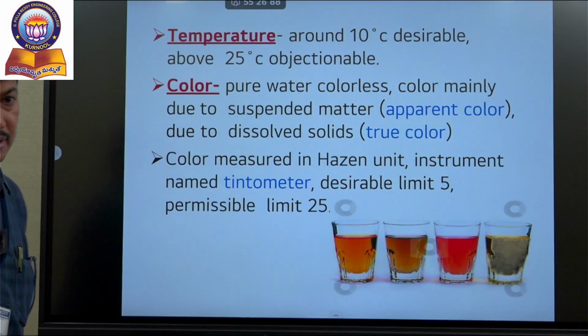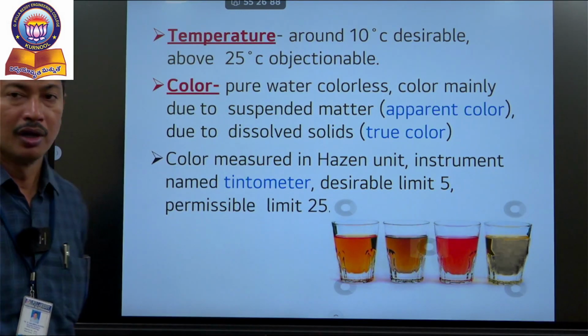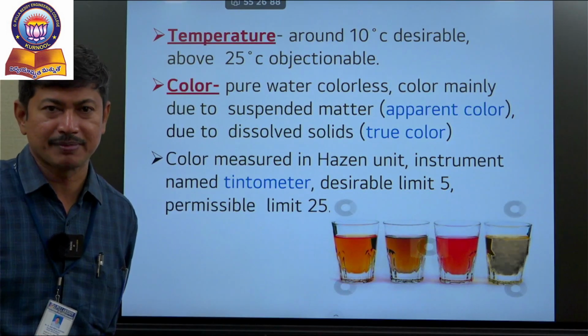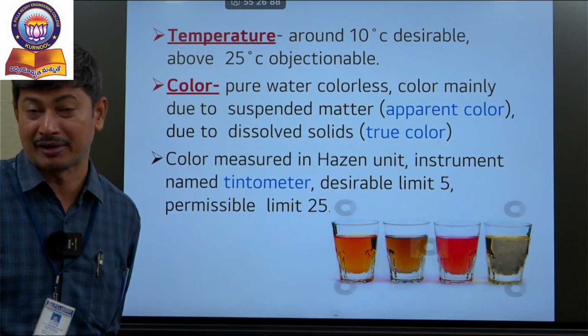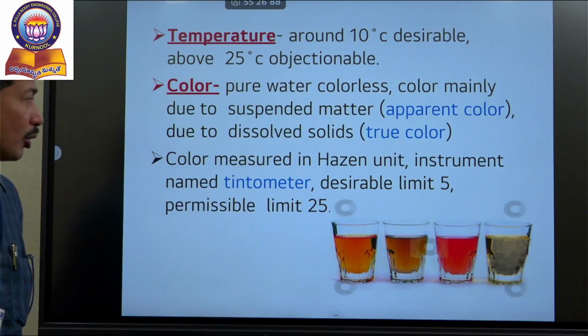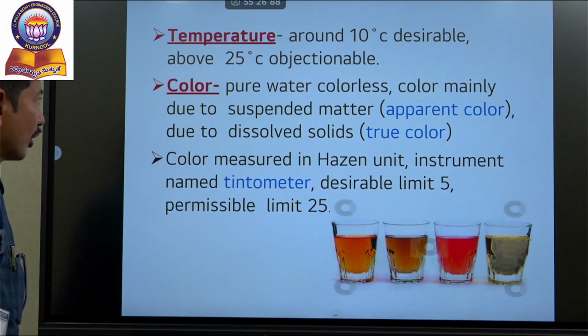Temperature around 10 degrees Celsius is desirable, and above 25 degrees Celsius is objectionable, because at 10 degrees bacteria cannot survive. That is the reason 10 degrees Celsius is good for drinking, and above 25 degrees the bacterial activity is more. That's why it is generally objectionable for drinking water.